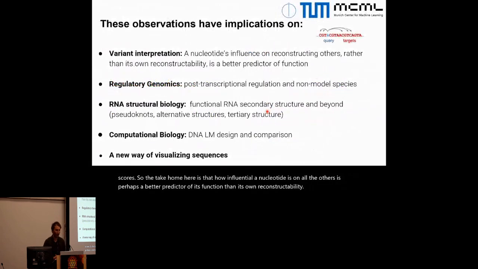Okay, so to summarize, all of these observations have implications on variant interpretation. So now with the advent of language models, we can actually look at these dependencies and evaluate rather the influence of a nucleotide on reconstructing others, rather than its own reconstructability or its own conservation.